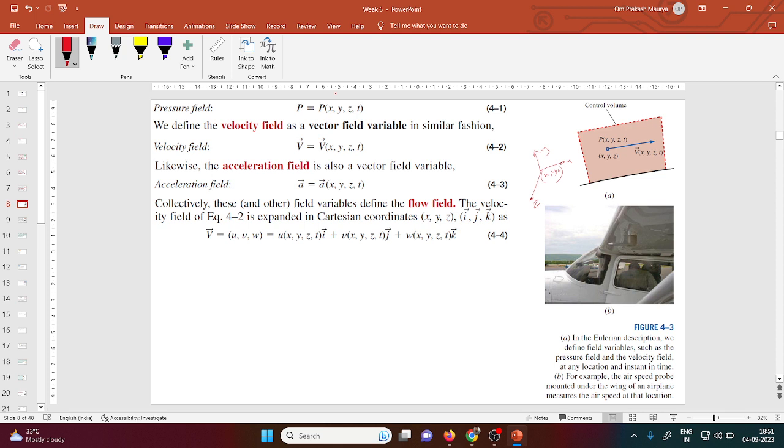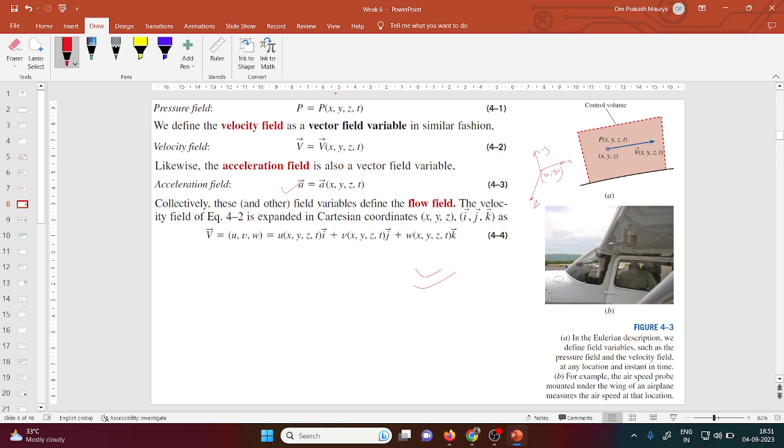What is written above is only written here. And the acceleration field you can also write likewise. The acceleration is like that. So collectively, these and other field variables define the flow field. What is the flow field? In the case of the flow field, the pressure is there, velocity is there, acceleration is there. So these variables define the flow field.